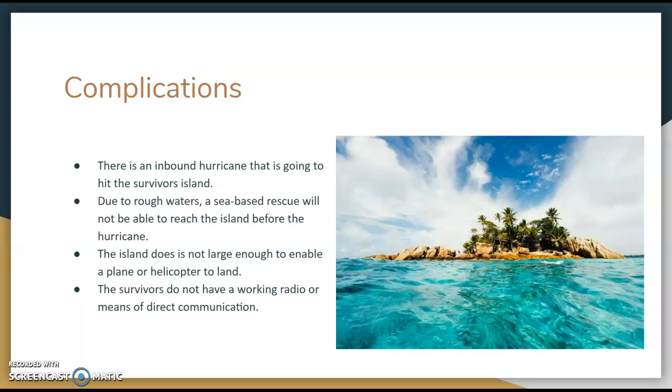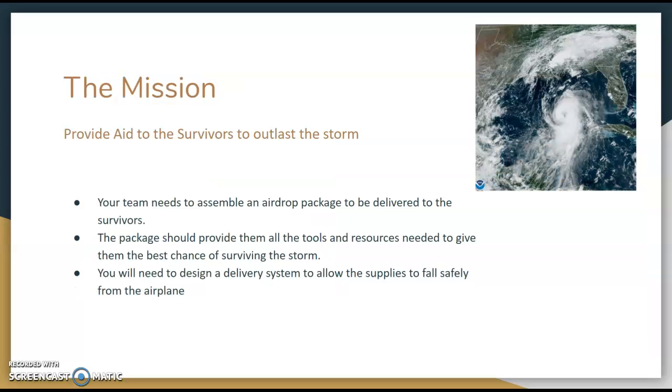There's a couple of complications for this. There's an inbound hurricane to the island. Due to rough waters, they're not going to be able to send a boat, and there's no place to land a helicopter or plane, as well as no means of direct communication with the survivors, so they won't know their exact condition. So the mission plan that I give to the students, they need to assemble an airdrop package to be delivered to the survivors. The package should contain the tools and resources needed to give them the best chance of survival. And they need to design a delivery system so that it can be dropped safely from an aircraft to the island without damaging the supplies.